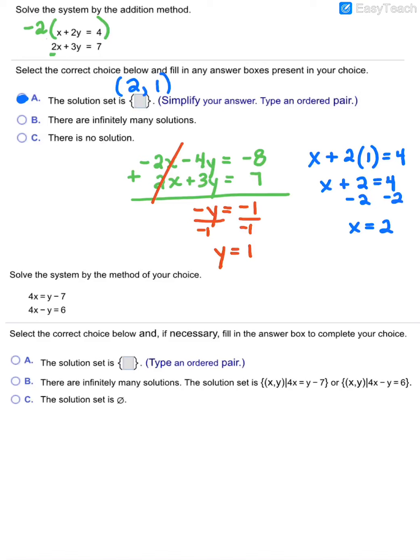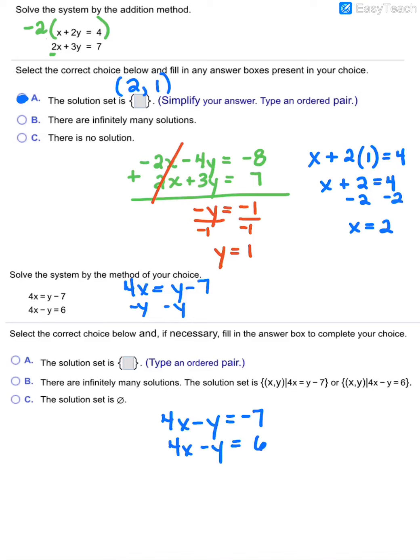But notice that in order to do that, you've got to have them set up the same way. So I'm going to take this top equation before I do anything else, and I'm going to move the y to the left-hand side so that they are set up the same way. And so when I do that, that top equation becomes 4x minus y is equal to negative 7. And the bottom equation was 4x minus y is equal to 6.